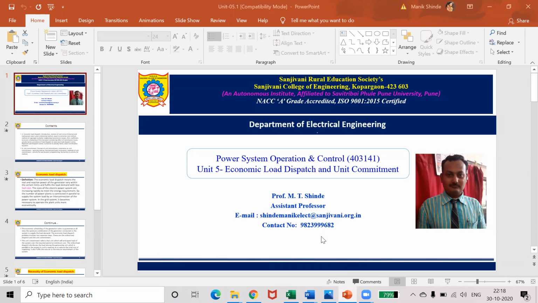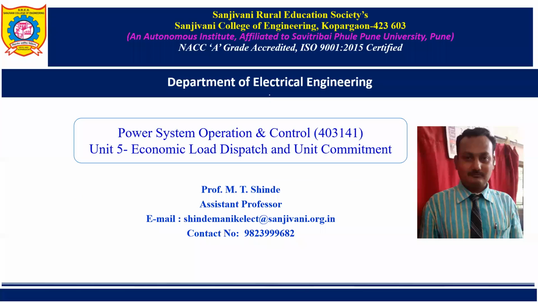Friends, now we are dealing with unit number 5, that is economic load dispatch and unit commitment. Now in this chapter we are going to learn the first part, that is economic load dispatch. What is economic load dispatch? What is its definition? How we are going to deal with that? We are going to be studying here.